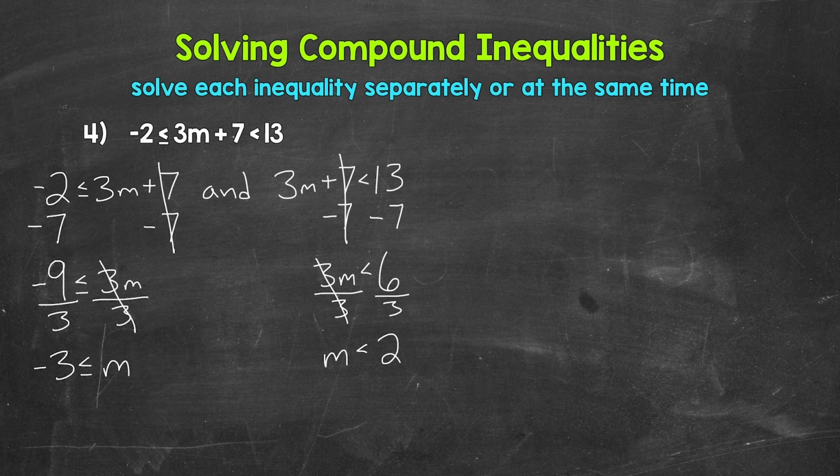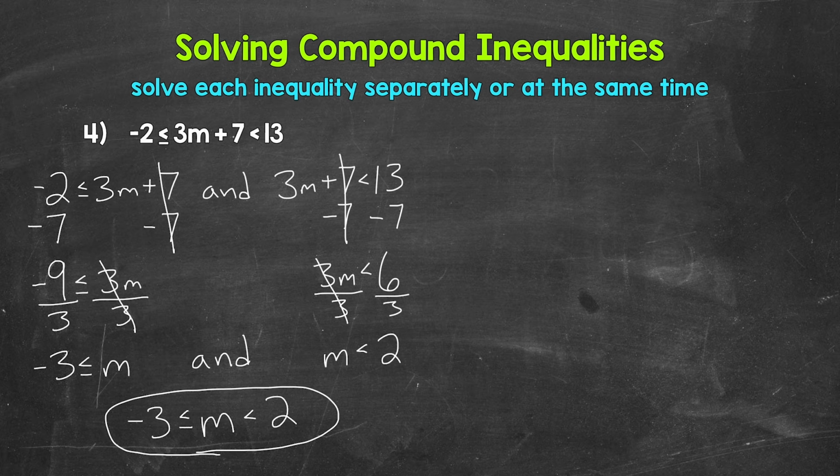So m has to be greater than or equal to negative 3 and m has to be less than 2. And now we can combine these and write this compound inequality without "and." So we have m is greater than or equal to negative 3 and less than 2.